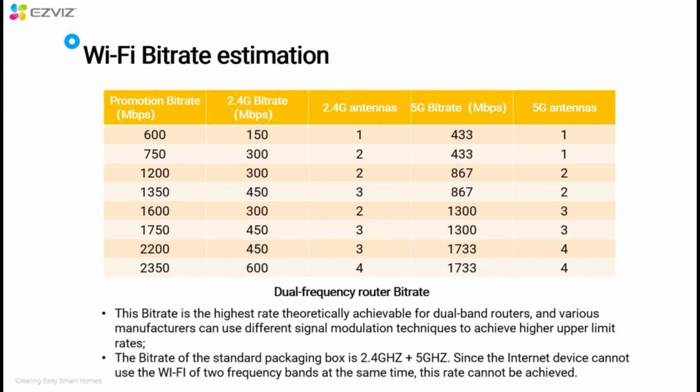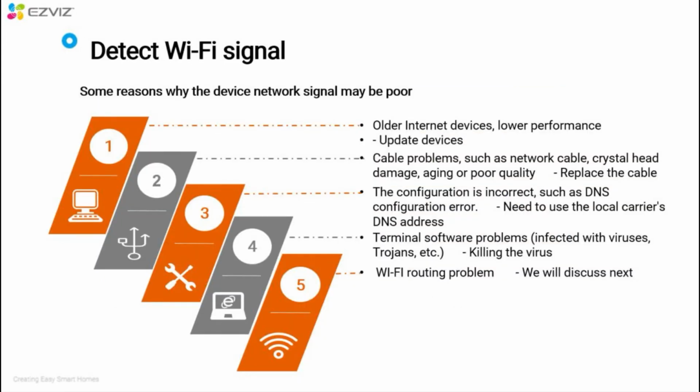So in fact, the bitrates during our use will be different from these parameters. In our daily life, our users or ourselves often encounter the problem of slow network speed. Specifically, it is caused by the following reasons. The first one is older internet devices or lower performance. So it's time to update your devices.